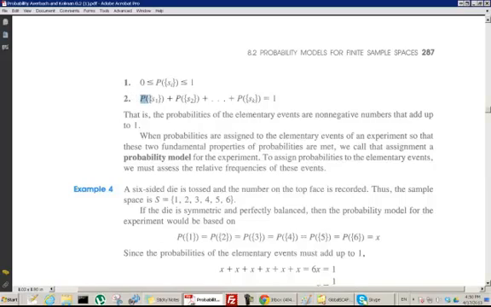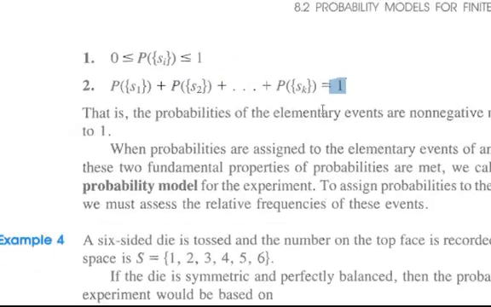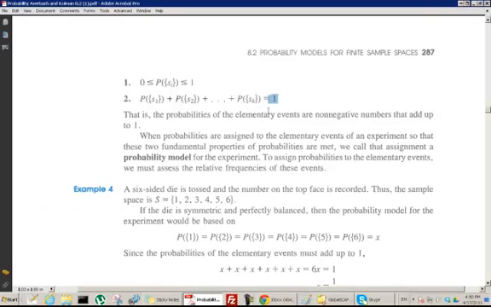Additionally, the sum of the probabilities of the elementary events must add up to 1. That's like saying if we're talking about rolling a die, and we have the elementary events 1, 2, 3, 4, 5, 6, if we add up the probability for 1 plus the probability for 2 plus the probability for 3 and so on, we have to get 1. In fact, that's what they say right here. Oh no, sorry, it's a little different. Okay, we'll get to that.